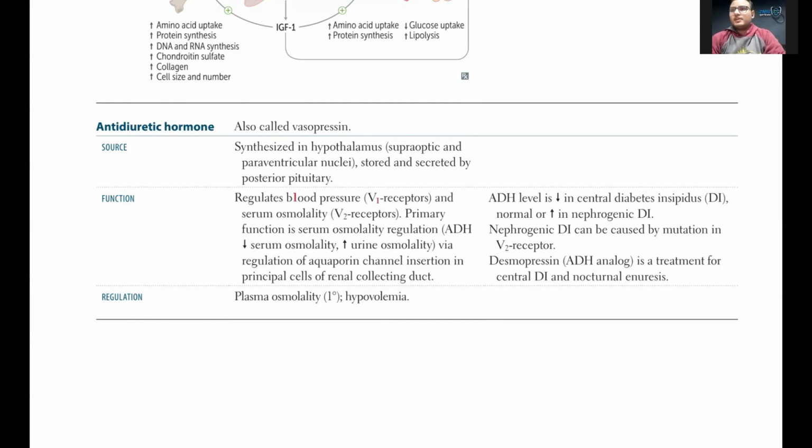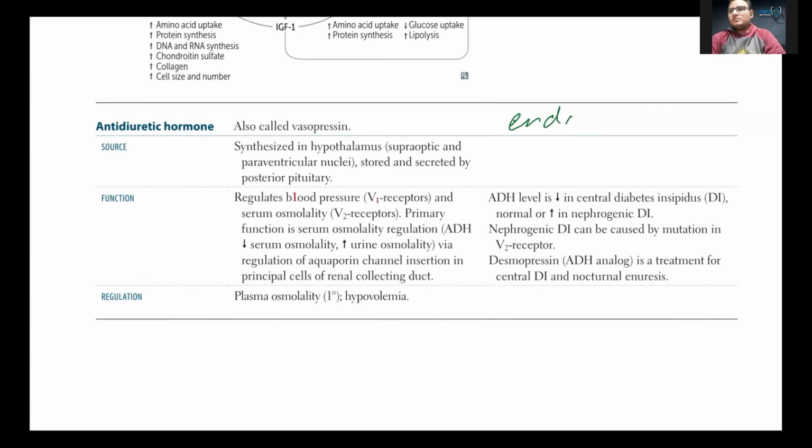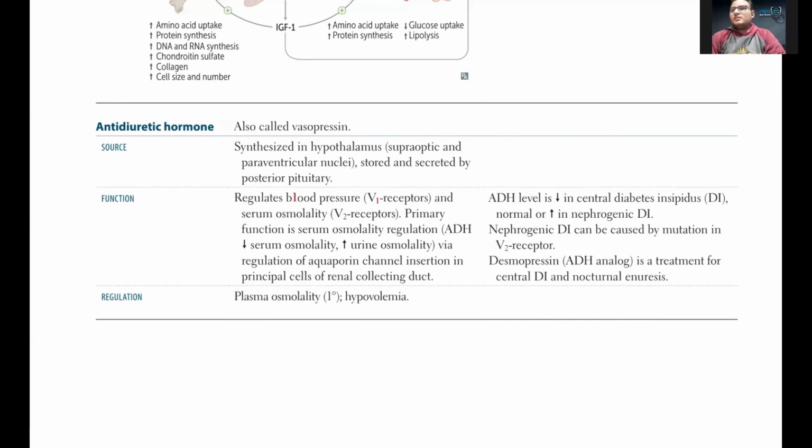So we have discussed the first lecture. This is endo series lecture number 02. So we are going to discuss the anti-diuretic hormone.